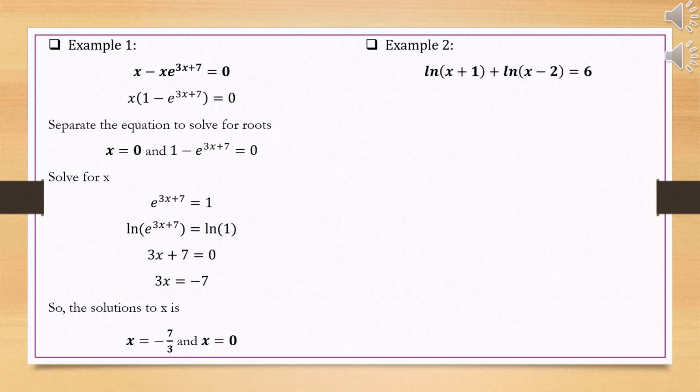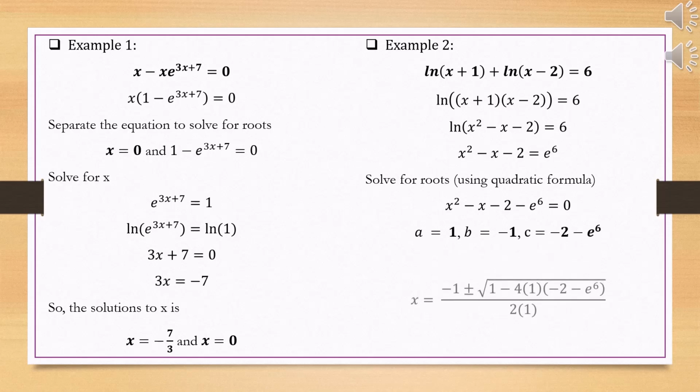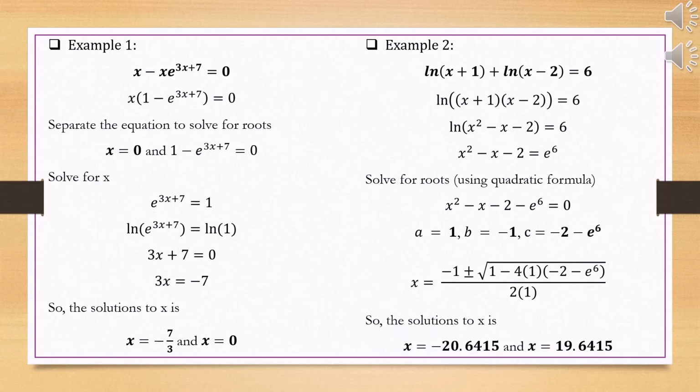Example 2 is a similar solving for x problem, but this time we see logarithmic expressions. First and foremost, we want to combine the logarithmic expressions so that it looks like ln((x plus 1)(x minus 2)) equals 6. Now, because there are parentheses within the logarithm, we want to remove them via the FOIL method. This results in ln(x squared minus x minus 2) equals 6. Now, we can cancel out the logarithm by raising both sides so that we can apply the quadratic formula, which in turn leaves us with two solutions for x, that being x equals negative 20.64 and x equals 19.64.